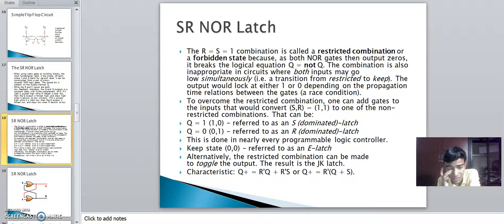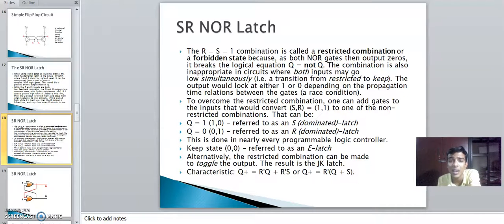To overcome the restricted combination, one can add gates to the inputs that would convert SR equals 1 1 to one of the non-restricted combinations. That can be Q equals 1 for input 1 1, referred to as an S dominated latch, or Q equals 0 for input 1 1, referred to as an R dominated latch.